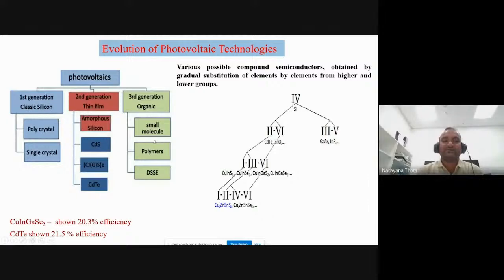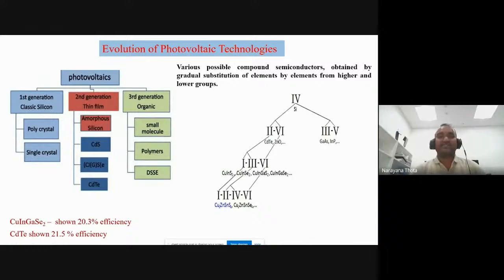Actually, this is the absorber material. Based on this absorber material, the solar cell name is given. If the absorber material is silicon, we call it a silicon solar cell. If the absorber material is amorphous silicon, we call it an amorphous silicon solar cell. If the absorber material is CIGS, copper indium gallium sulfide, then we call it a CIGS solar cell. CdTe. So based on this absorber name, they have given the complete solar cell name.